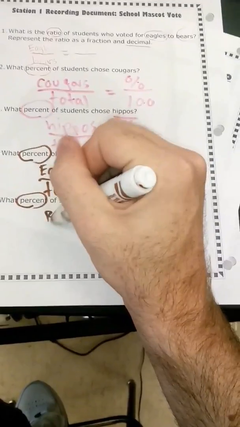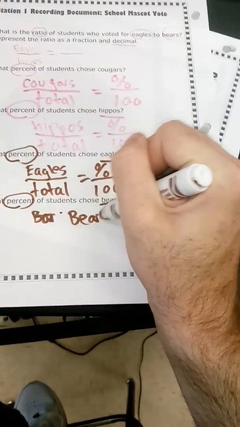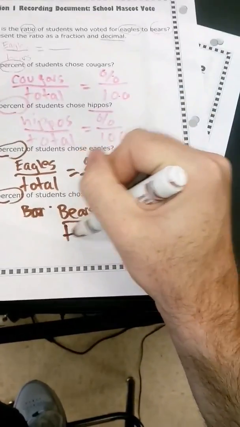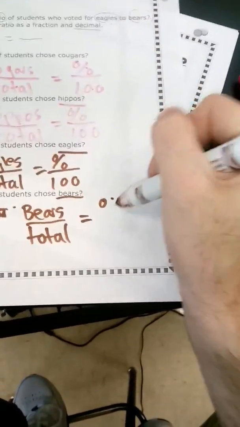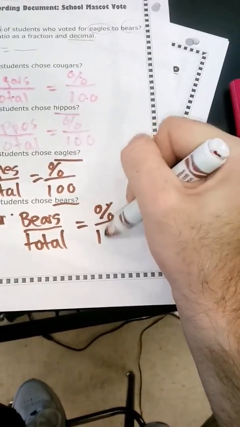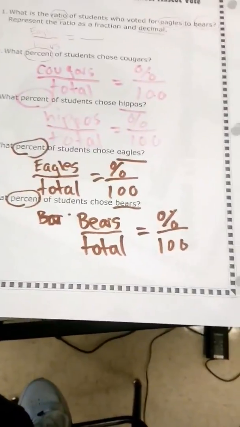So you're going to do bears over total equals percent over 100.